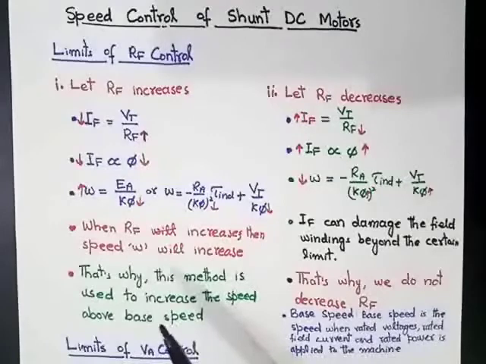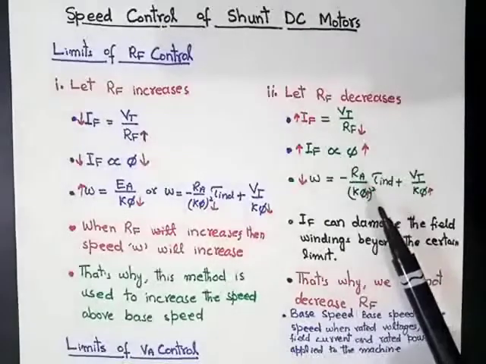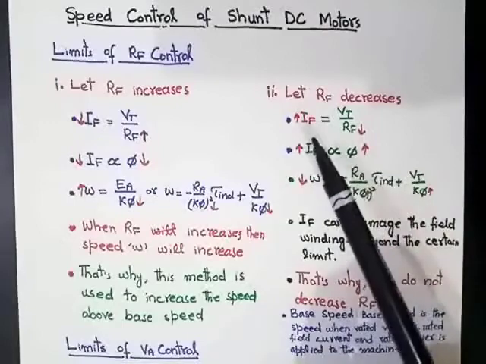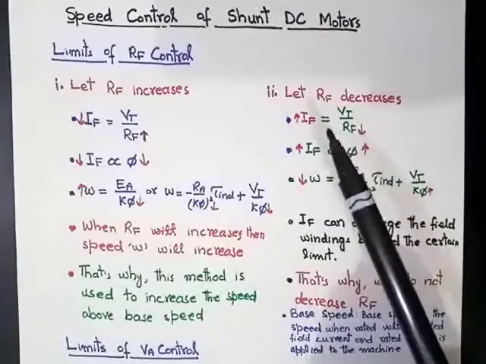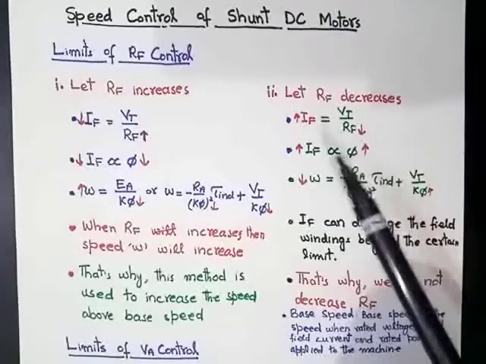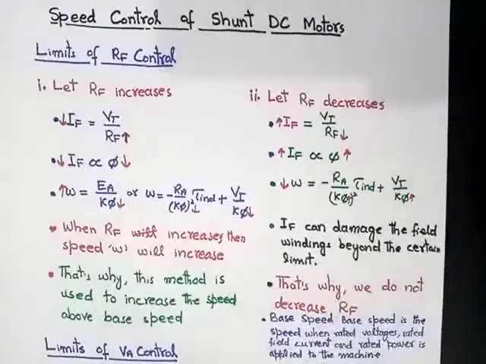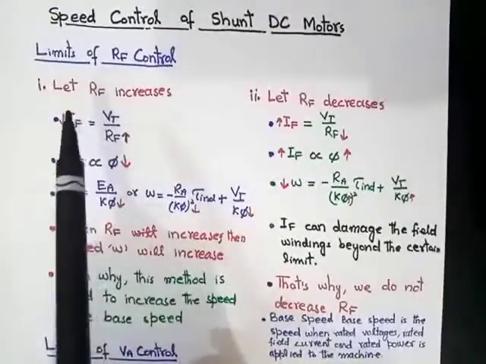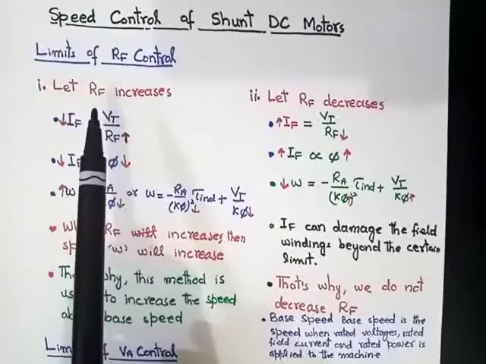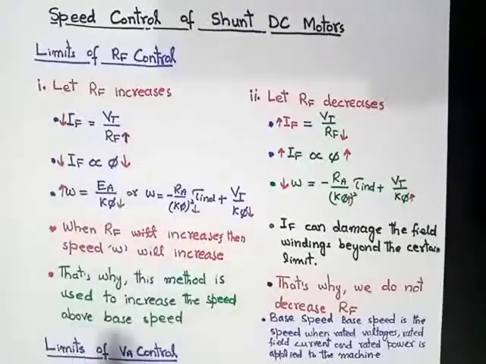By using this method, we can increase the speed above the rated or base speed. We can't decrease the speed below the base or rated speed because, as we have already discussed, when the field resistance decreases, the current IF will increase. Due to this, the winding can heat up or even burn out. Therefore, the RF speed control method is used to control the speed greater than the base speed.